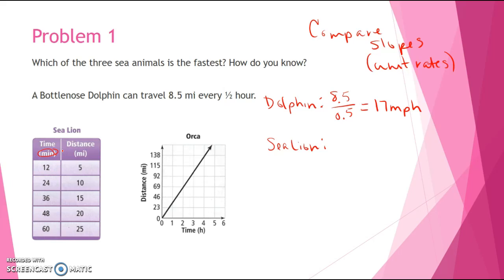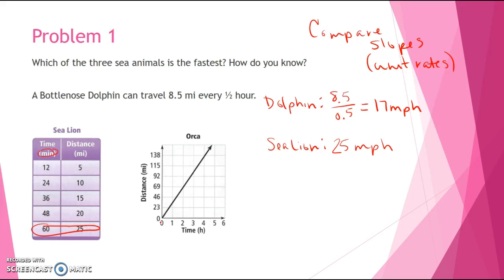So either I change the 12 minutes into hours, or I notice that there is 60 minutes down here at the bottom of my table. And in 60 minutes, he travels 25 miles, which means the sea lion travels 25 miles per hour. Now, if that wasn't there, then I would have to change my minutes to hours by dividing by 60 and doing the math. But our sea lion travels 25 miles per hour, again, just by reading the table.